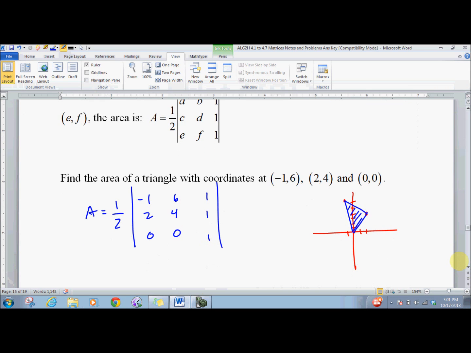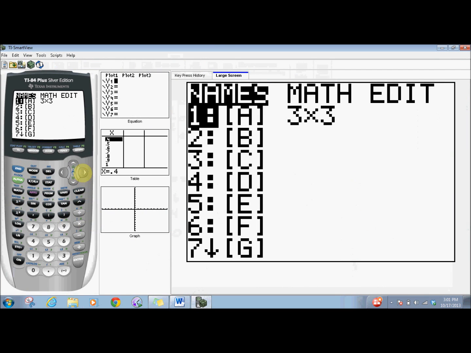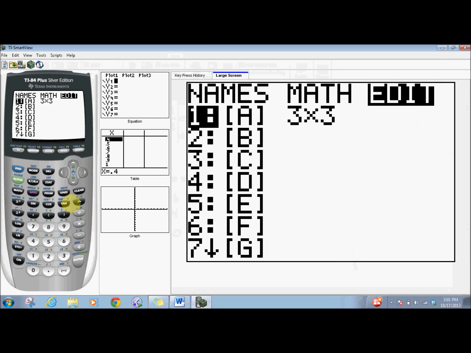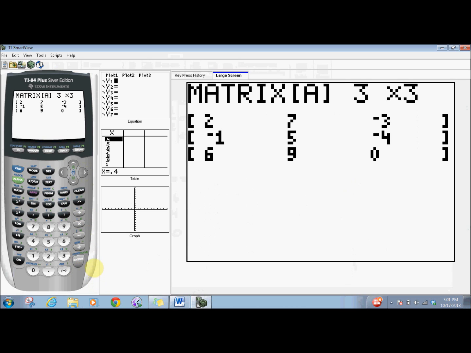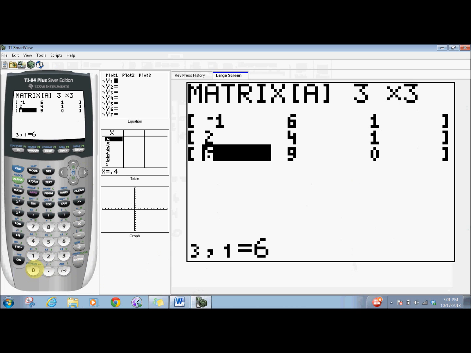And I'm going to be a little lazy, just in the interest of time, and plug this into my calculator, especially since I've already set up a 3x3. Then it starts putting me in there. Negative 1, 6, 1, 2, 4, 1, 0, 0, 1.